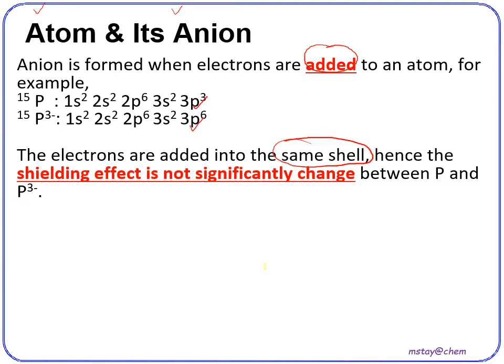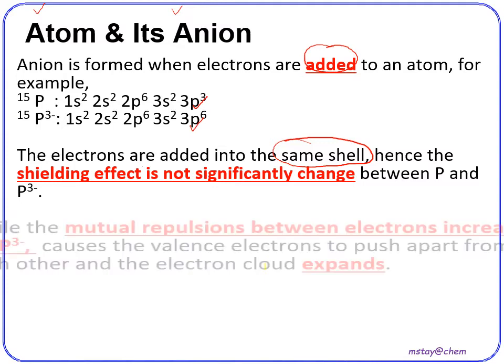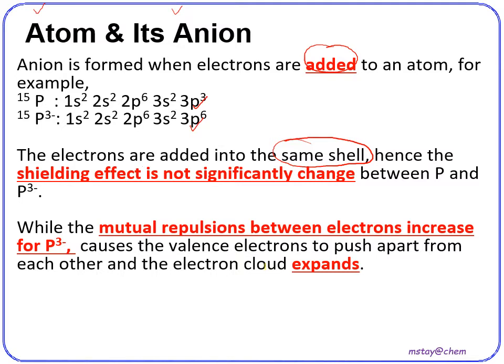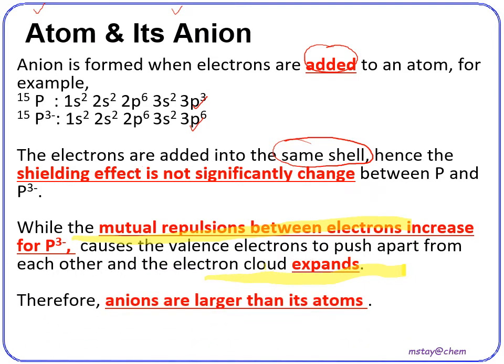So in this case, we are not going to use the factor of shielding effect. Because the electrons are added in the same shell, we will emphasize the mutual repulsion between the electrons. Mutual repulsion means penolakan between electrons. This will cause the valence electrons to be pushed far apart from each other and cause the electron cloud to expand. When the electron cloud of P3- expands, this means that the anion has a larger size than the atom.